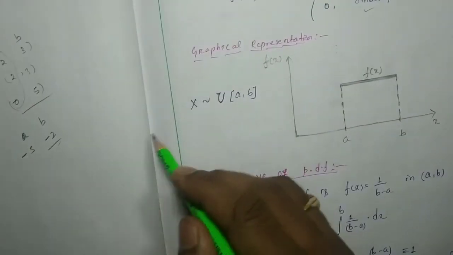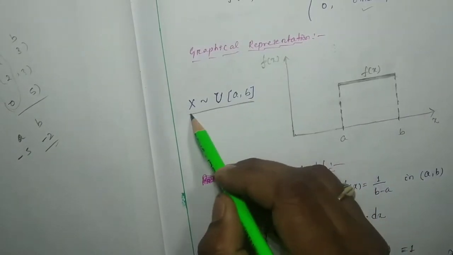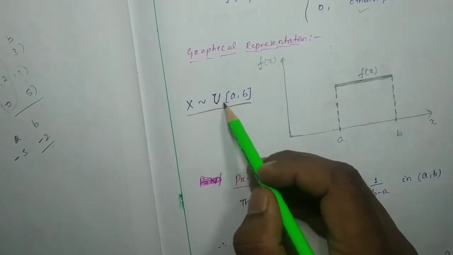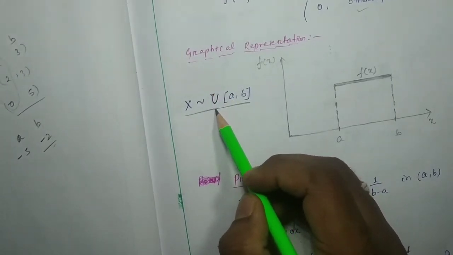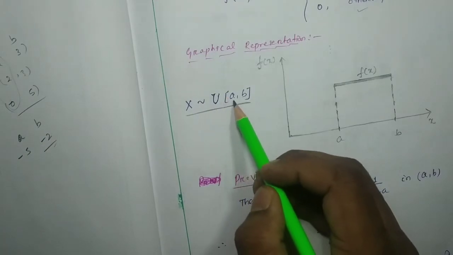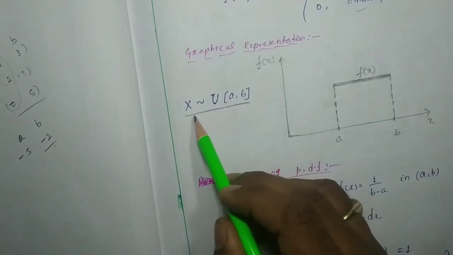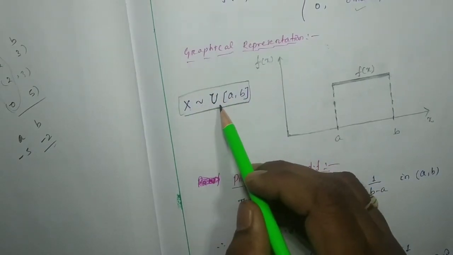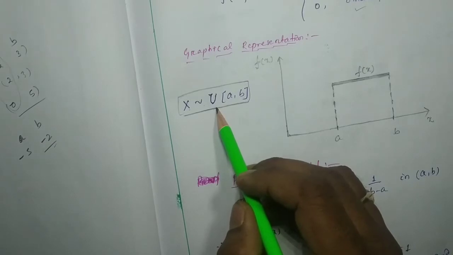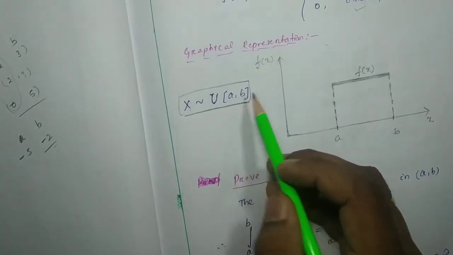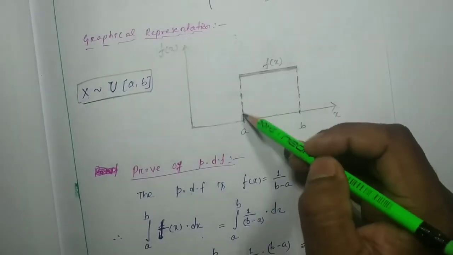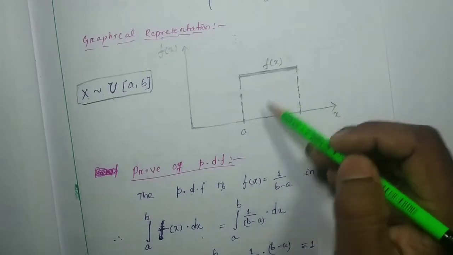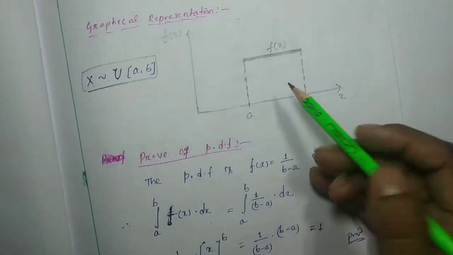It can also be represented this way: the random variable x follows the uniform distribution, where capital U represents the uniform distribution in the range (a, b). If it is written like this, that means the random variable follows the uniform or rectangular distribution, and the range is (a, b). As the area under this curve looks like a rectangular shape, it is called the rectangular distribution.